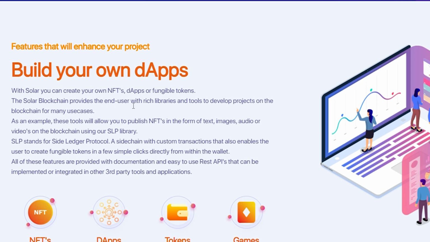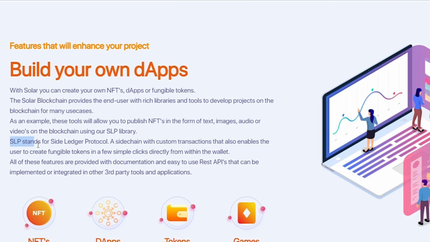The Solar blockchain provides the end user with richer libraries and tools to develop projects on the blockchain for many use cases. A really nice, interesting feature as well, guys, is the SLP feature here. It stands for Side Ledger Protocol. So what is it? A side chain with custom transactions that also enables the user to create fungible tokens in a few simple clicks directly from within the wallet.